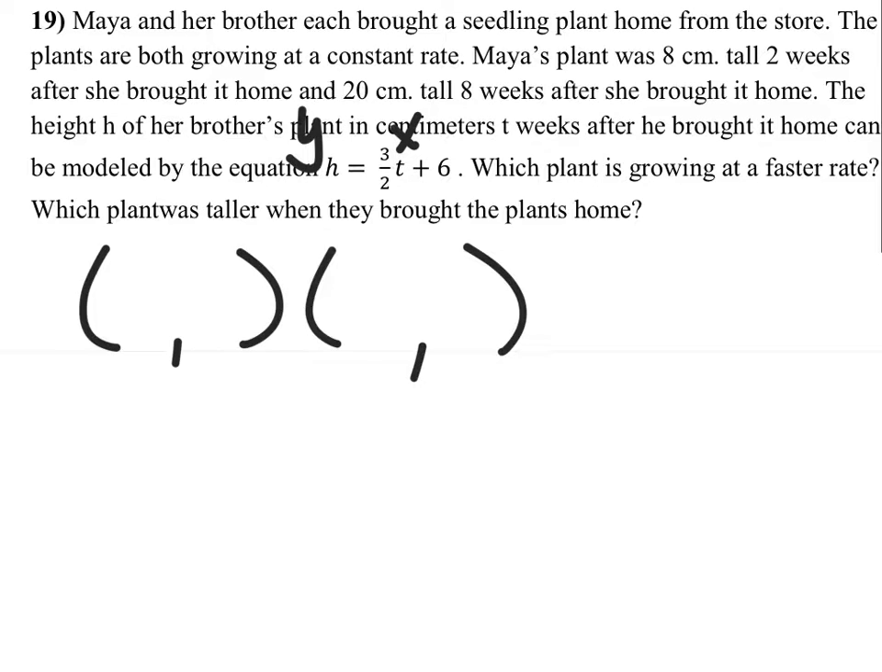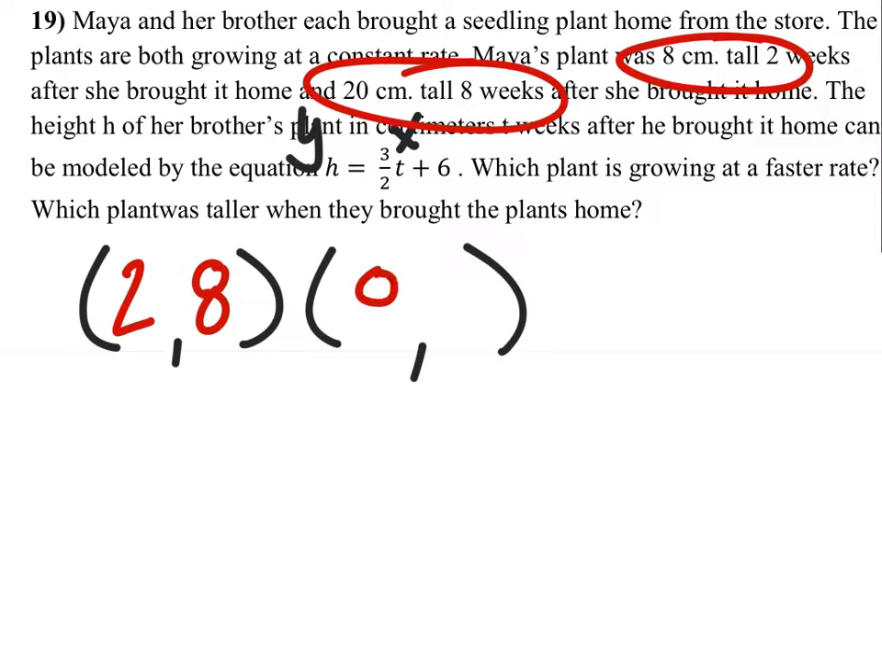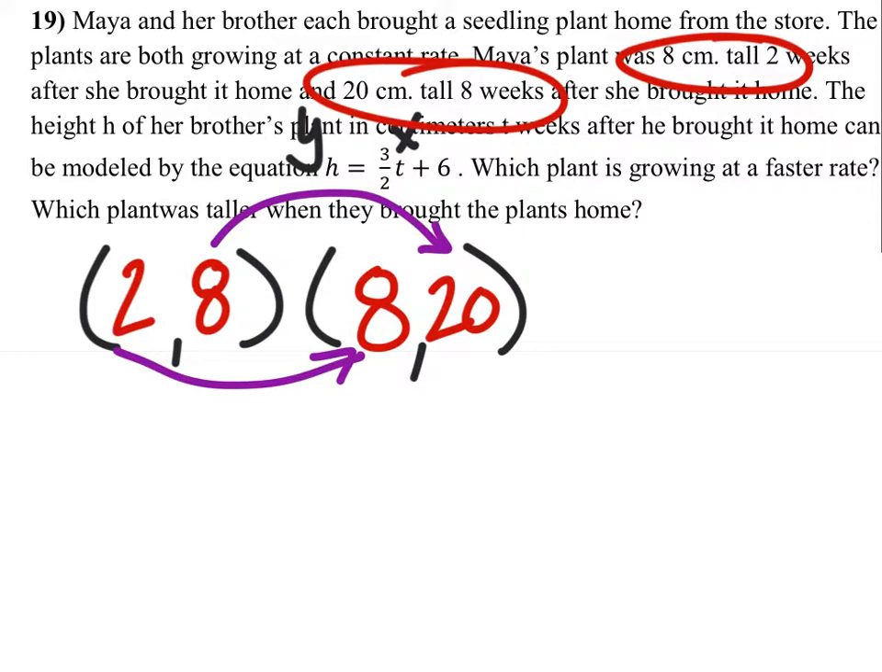So in this first set, it was 8 centimeters tall 2 weeks into it. So after 2 weeks, the height was 8 centimeters. And after 8 weeks, it was 20 centimeters. So you could make a table, but I have chosen to make these into ordered pairs, which will then allow me to use the rainbow method, like this.